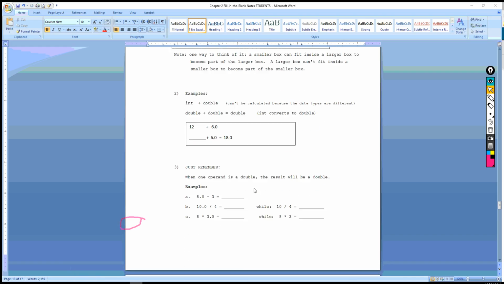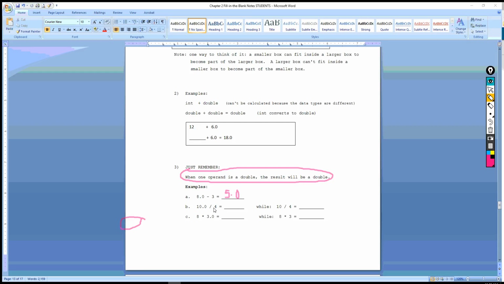Down here, 8.0 minus 3 is not 5, it's 5.0. Here's the thing to remember: you don't have to think about one converting, just know that that's what it does. Essentially, the basic rule is this: when one operand is a double, the result will be a double. That's all you have to remember. If both operands are ints, the result's an int. If both are doubles, it's a double. If just one is a double, it's going to be a double.